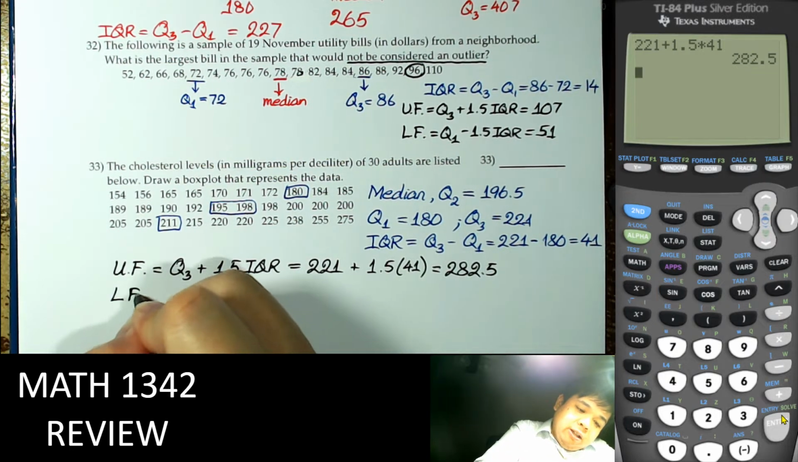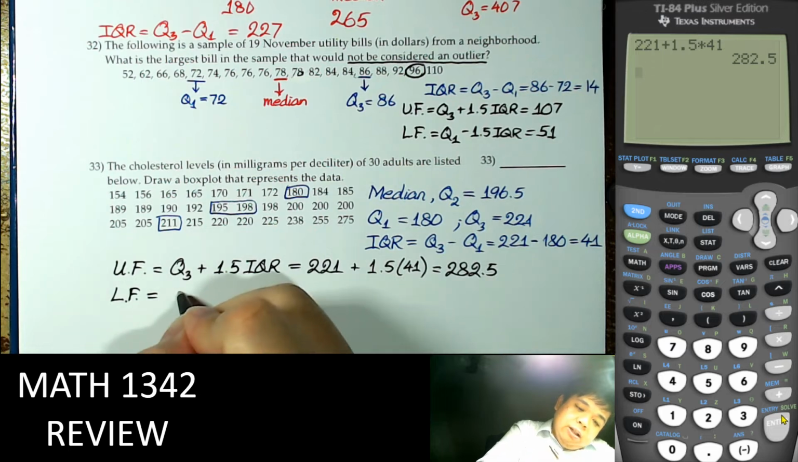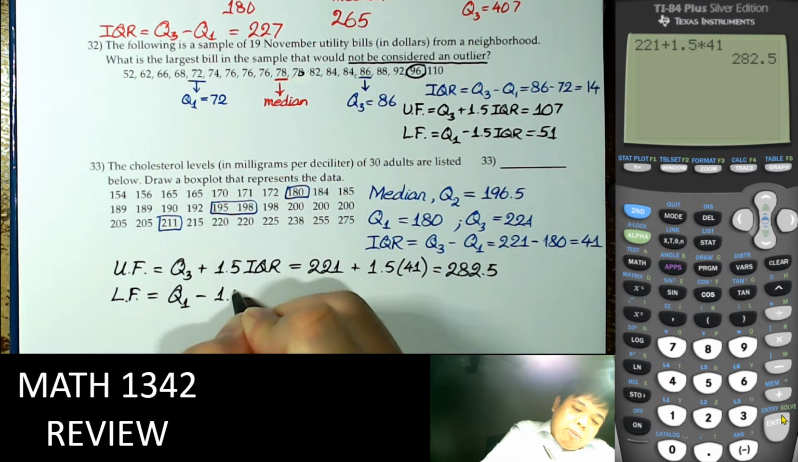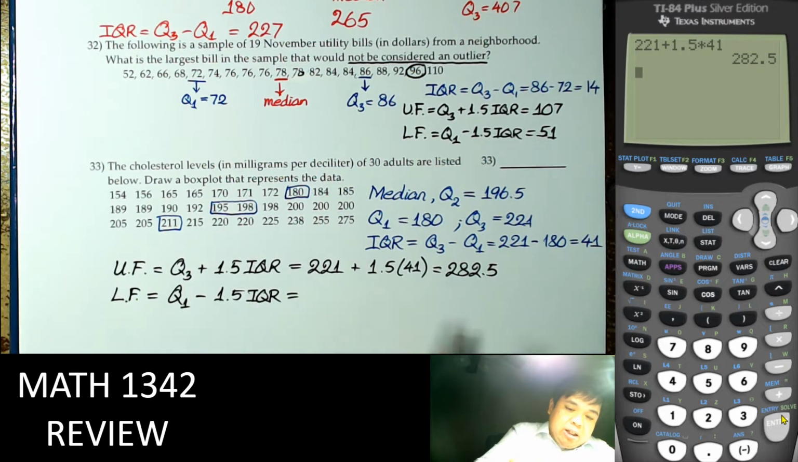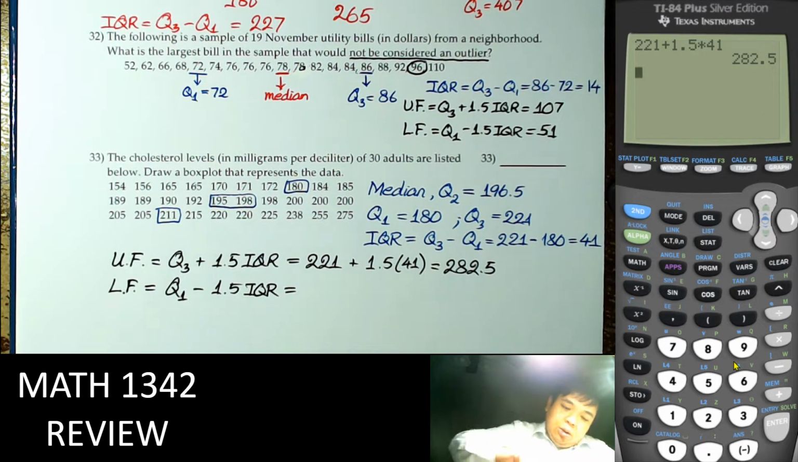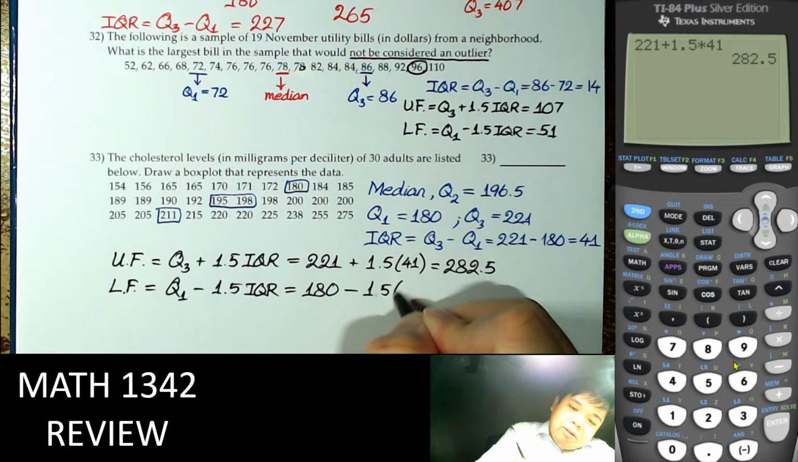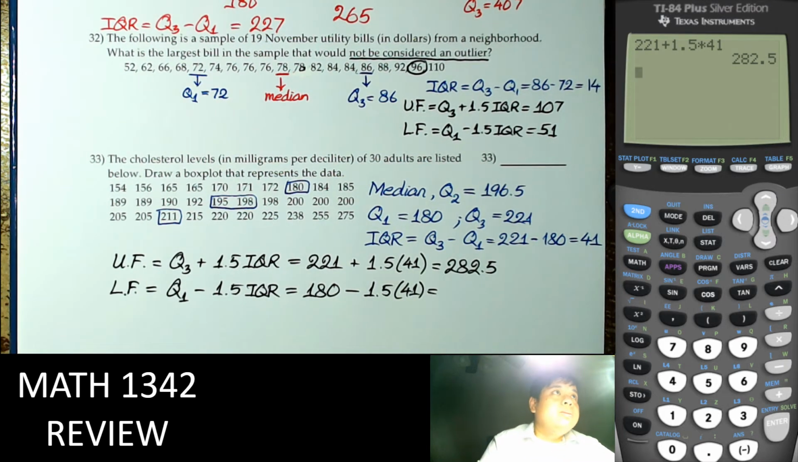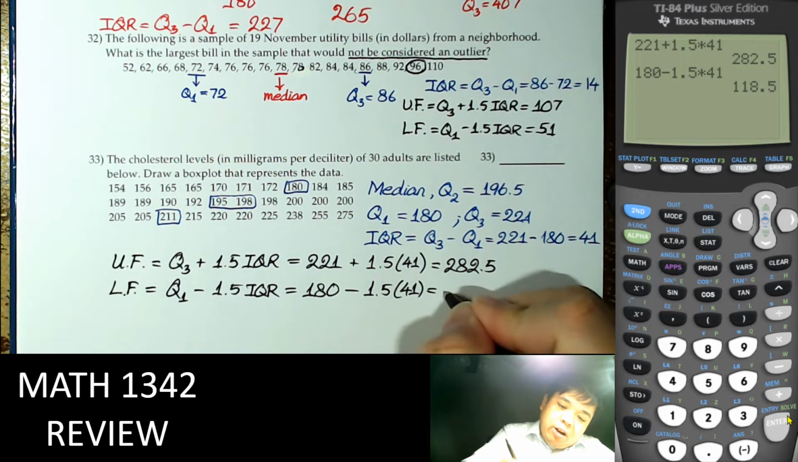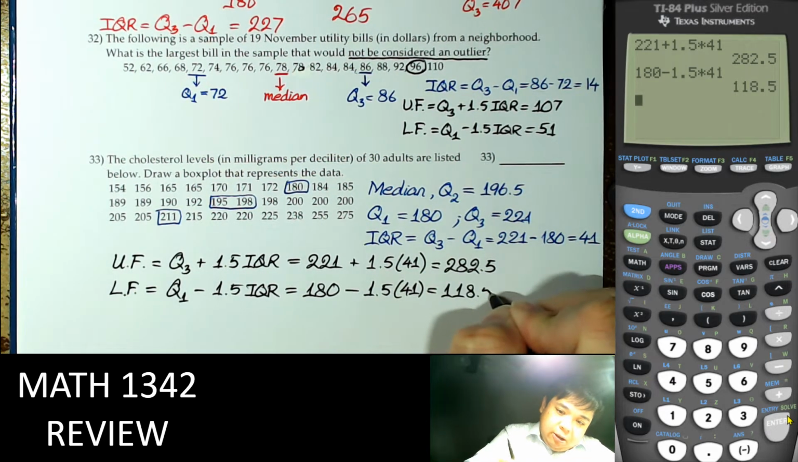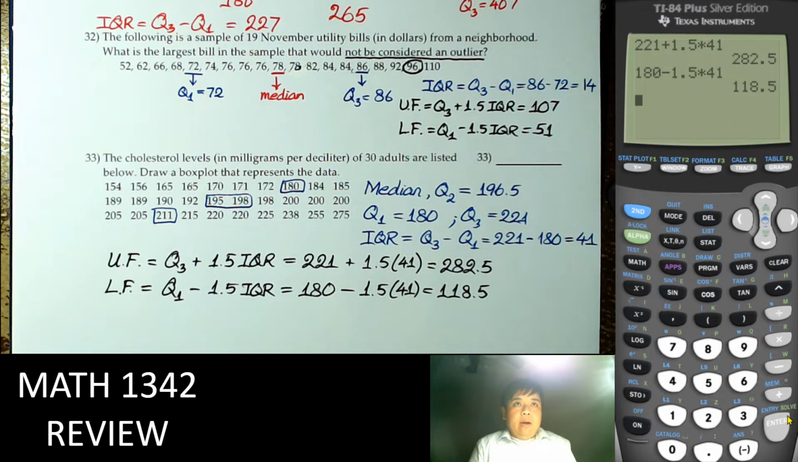And the lower fence is 1.5 interquartile ranges below the first quartile, which is 180 minus 1.5 times 41, which is 118.5. Right, so those will be the fences.